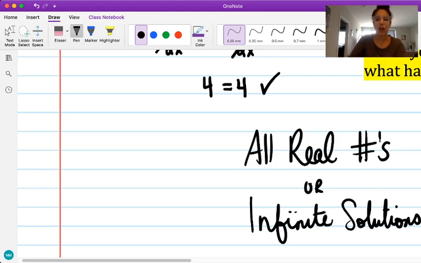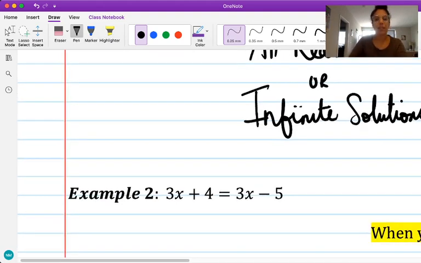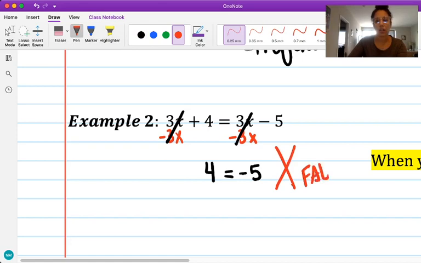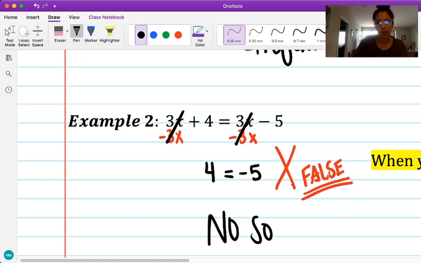Okay? Now, other options. What if I have something like this? 3x plus 4 and 3x minus 5. I want to solve. So first thing I'm going to do is subtract. I'm going to bring my x's together. And I end up getting, this cancels out, but so does this. So I get 4 equals negative 5. If you end up with something like this, where there's no more x's left, so you can't solve, and you get a statement that is not true, this is false, then it is no solution.